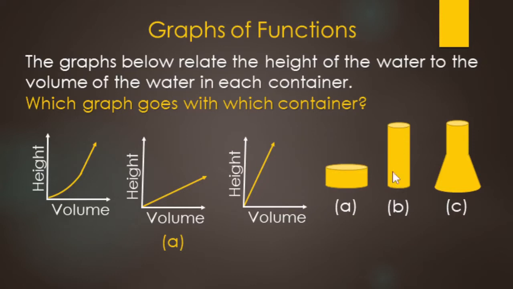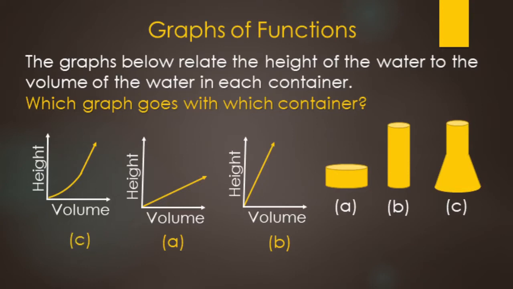Now this one, because it's skinnier, when you put in 5 ounces, it's going to fill more height, 5 ounces here, 5 ounces here, and 5 ounces here, or however much water you're putting in. That's going to go with this graph here. So B goes here. And then this one here, it's going to fill slowly at first, 5 ounces, 5 ounces, 5 ounces, and then it's going to start filling faster as you get taller up on the container. So that's going to be this graph here.